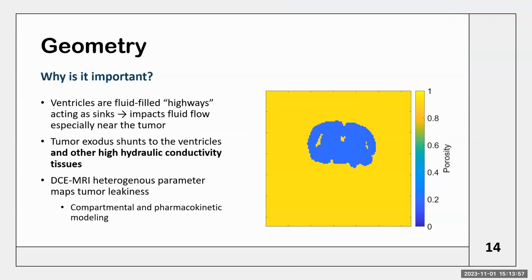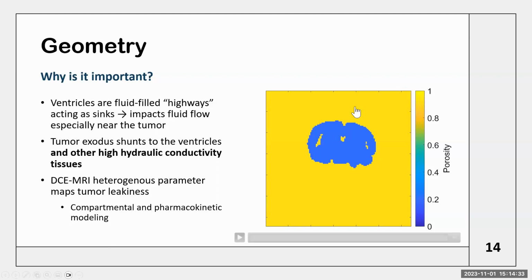Okay, so some of the tissues of interest that we segment in our model are the ventricles, the tumor tissue, of course, and then the host tissue or the brain. The reason we segment ventricles is because they act as fluid-filled highways, which means that any fluid that's free in the brain will want to draw itself to the ventricles as they act as sinks. Again, this is relevant to that breakdown of the blood-brain barrier. The tumor sometimes comes into contact with the ventricles, which means any tumor exudate may want to shunt to the ventricles because of its high hydraulic conductivity.